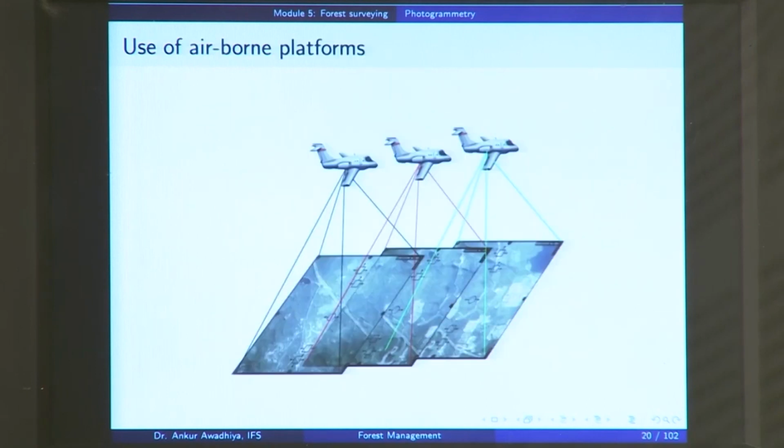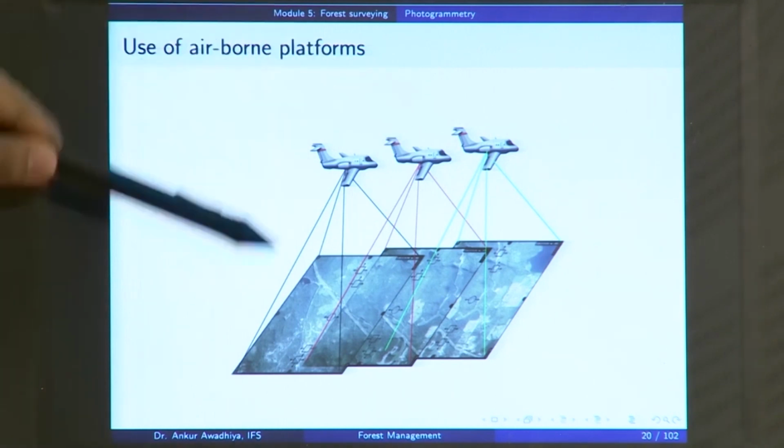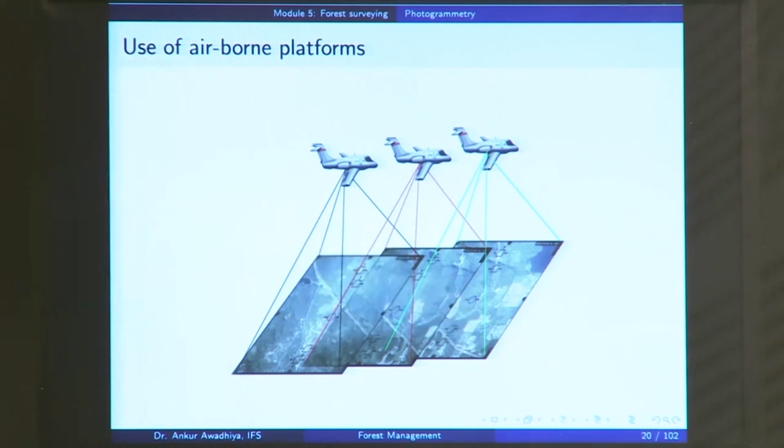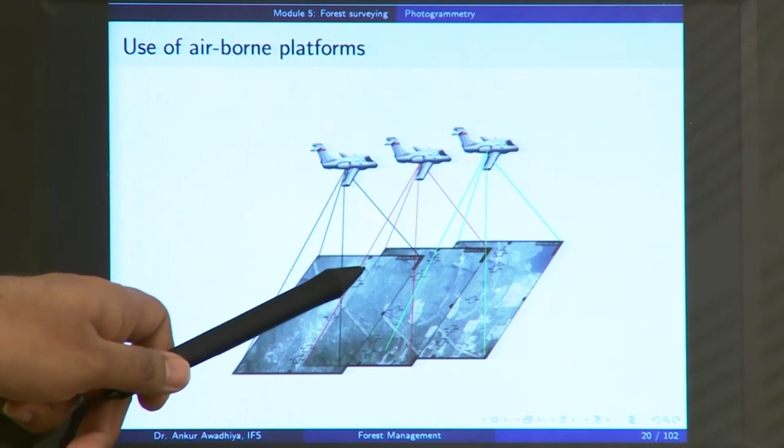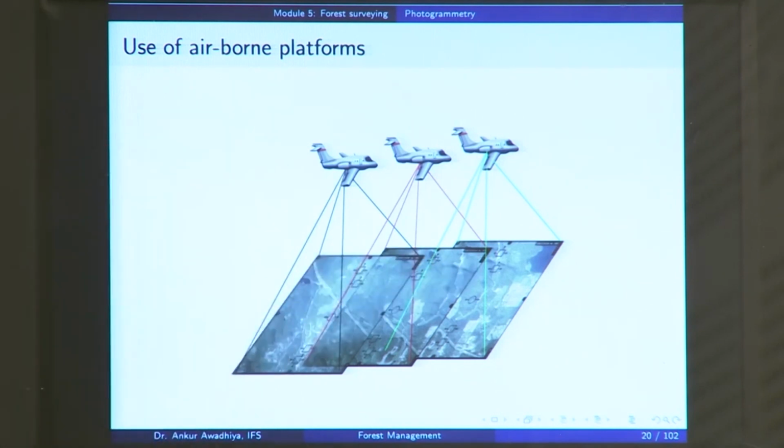Now, when we are making use of airborne platforms, so this is for instance the image of a plane that is moving, and then it is taking different photographs. We tend to take photographs in such a manner that there is a sufficient amount of overlap between every nearby image. So, if you have a certain amount of overlap, then you will be able to process these images in a fashion that they can be joined together into one big photograph.